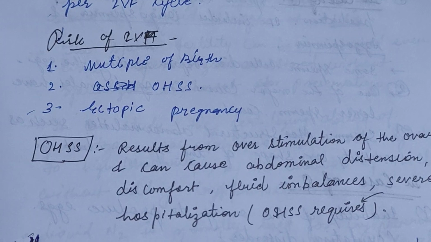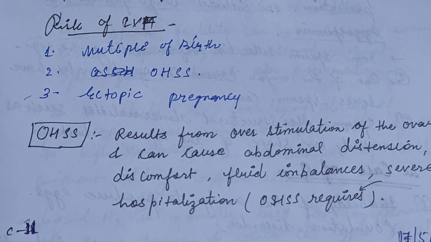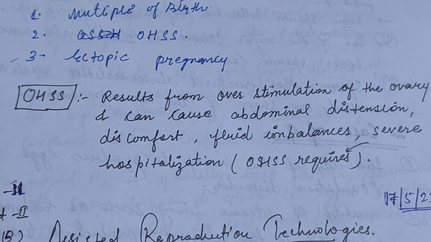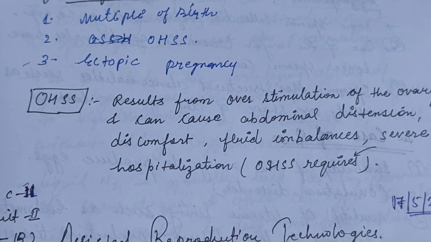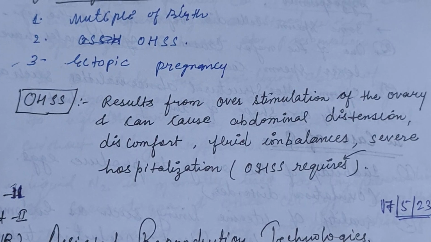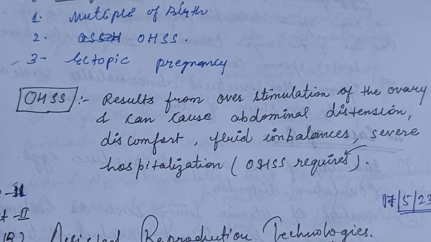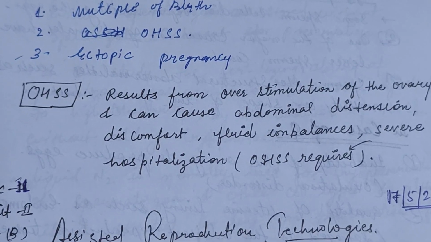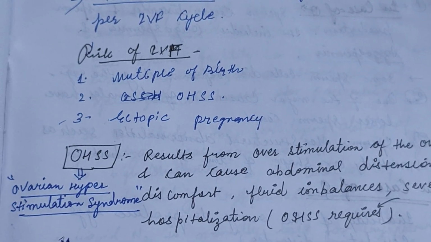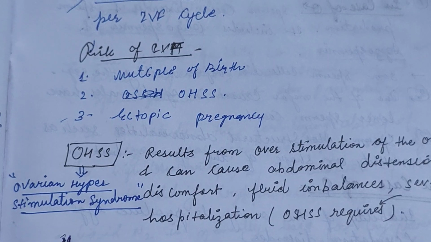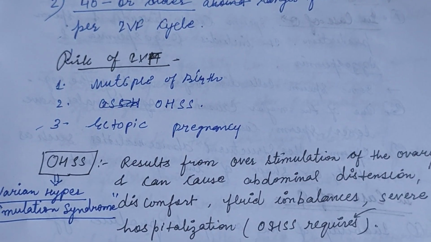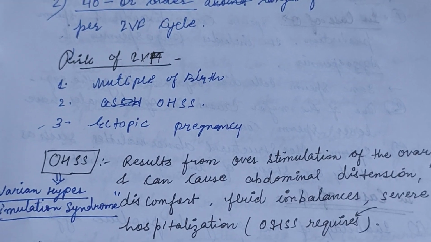The risks of IVF may be multiple births, OHSS, and ectopic pregnancy. OHSS results from an overstimulation of the ovary and can cause abdominal distension, discomfort, fluid imbalances, severe cases requiring hospitalization, etc. OHSS means ovarian hyperstimulation syndrome. It is a condition in which there is overstimulation of the ovary.